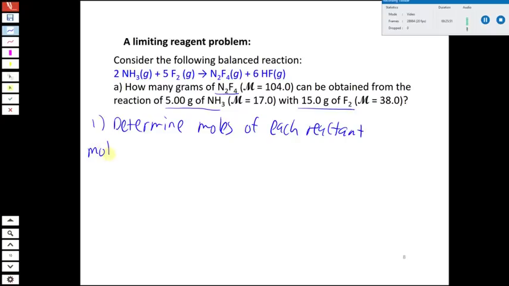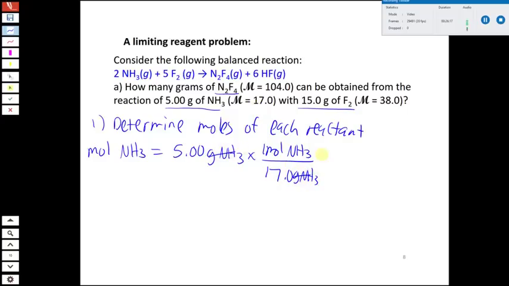And that's going to be just using molar masses like we've always done. So the moles of NH3, at this point we don't worry about anything with stoichiometric coefficients yet. We're just going to calculate moles like we normally would. So we have 5 grams of ammonia. We divide that by the molar mass, which is 17. All right, so same mass to mole conversion. We get 0.294 moles of NH3. And then we're going to do the same thing for the other reactant.